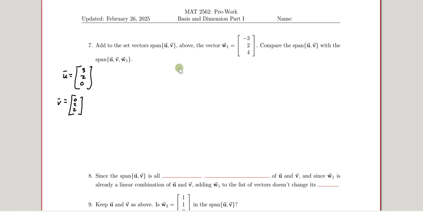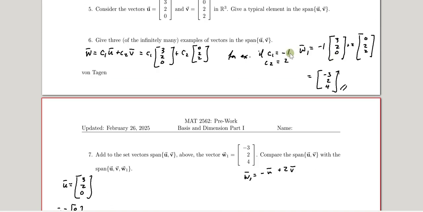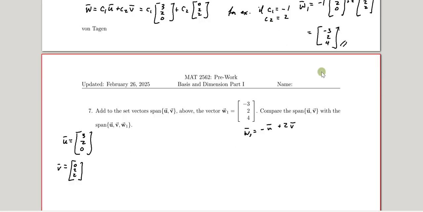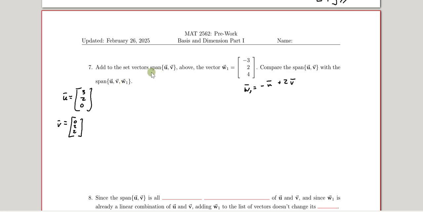And let's go ahead and let the cat out of the bag here. We actually saw this vector just on the previous page, where we said that W1 was just equal to minus U plus 2V. That's what we saw on the previous page, where we let C1 be -1 and C2 be 2, we found that W1 is already a linear combination of these two vectors. Okay, so put that on the back burner.